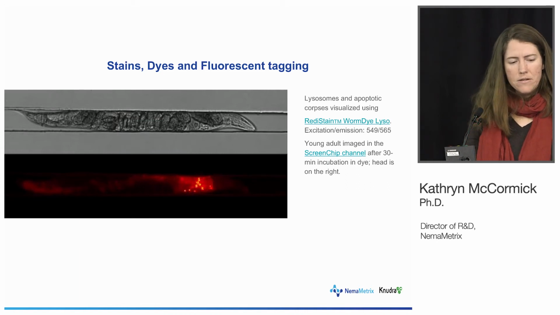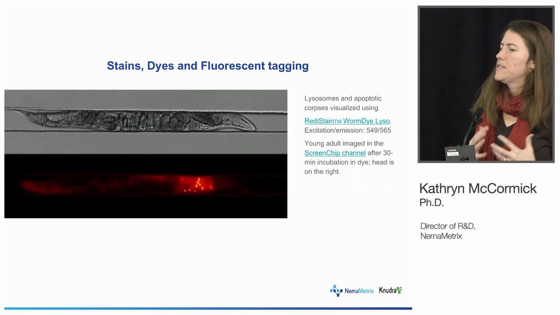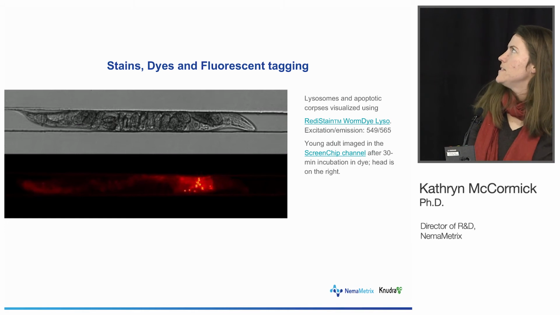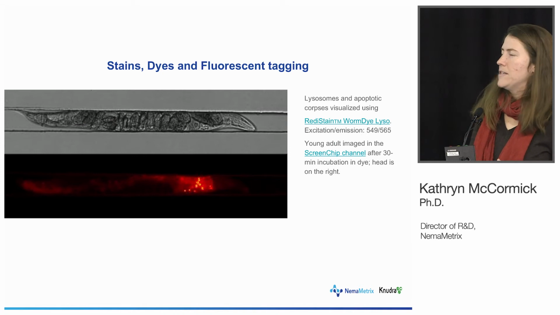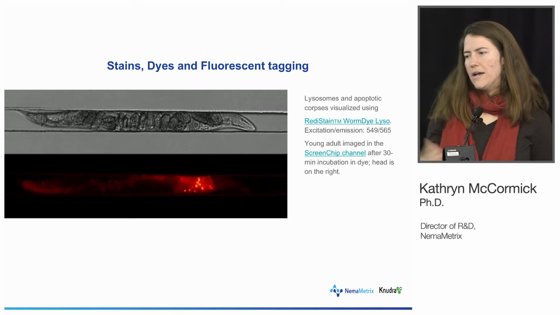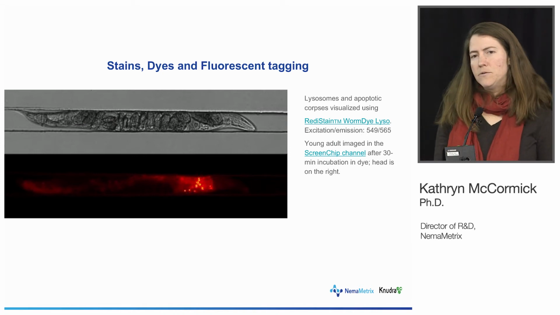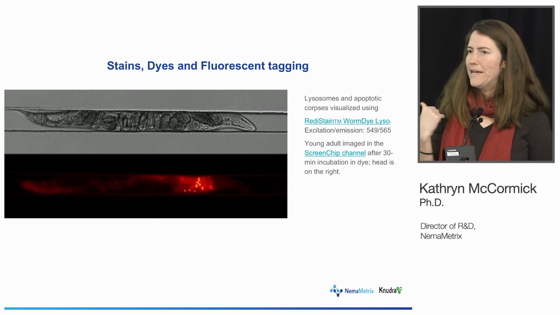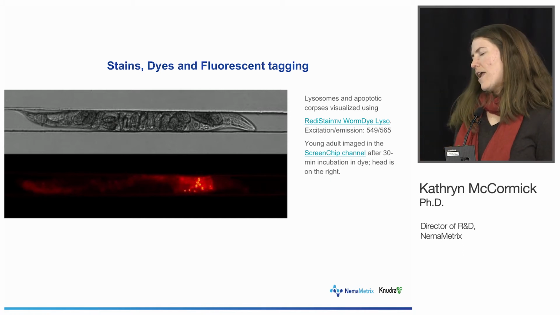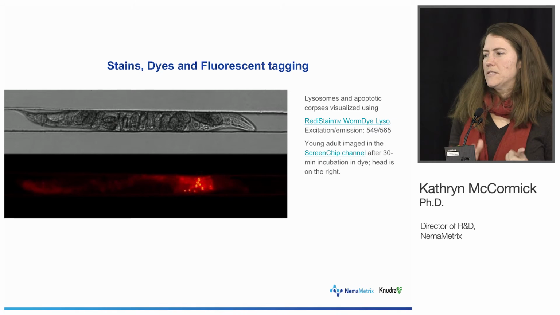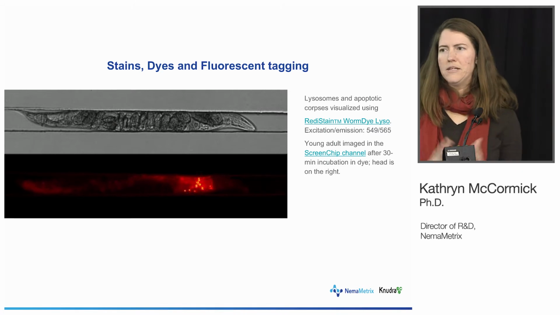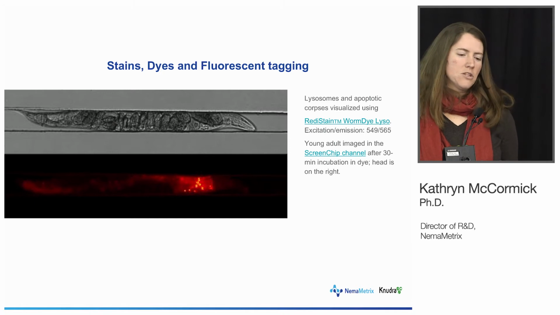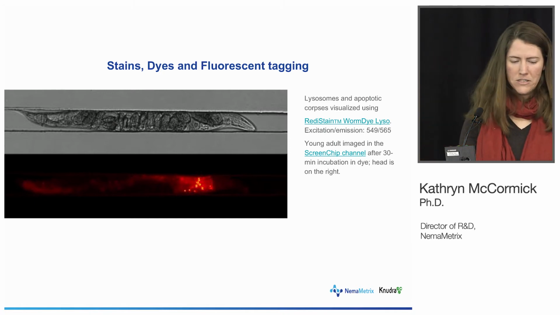So in the vein of saying that this animal is as easy to use as cell culture, we can also apply stains, dyes, and fluorescent tagging here. I'm showing in this slide lysosomes tagged with our worm dye LysoTracker, and this looks at apoptotic corpses and lysosomes inside the animal. You can flow the worm into place, take a measurement of the lysosomes that are present, and then move on to the next worm.